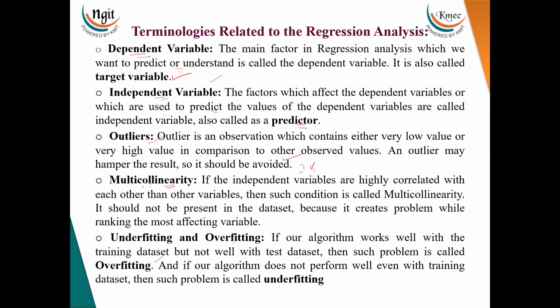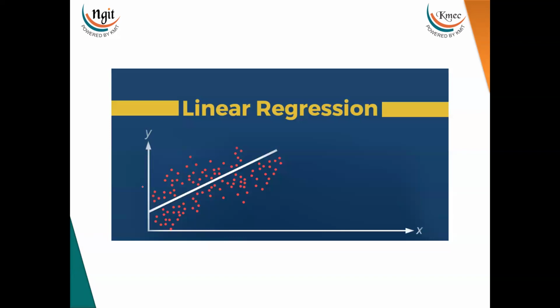Coming to the types of regression, we have many types of regression. In that, one is linear regression, one is logistic regression. In this unit we are going to discuss linear regression. Why? Because linear regression comes under the regression technique, whereas logistic regression comes under the classification technique. So in this unit we are concentrating only on linear regression.